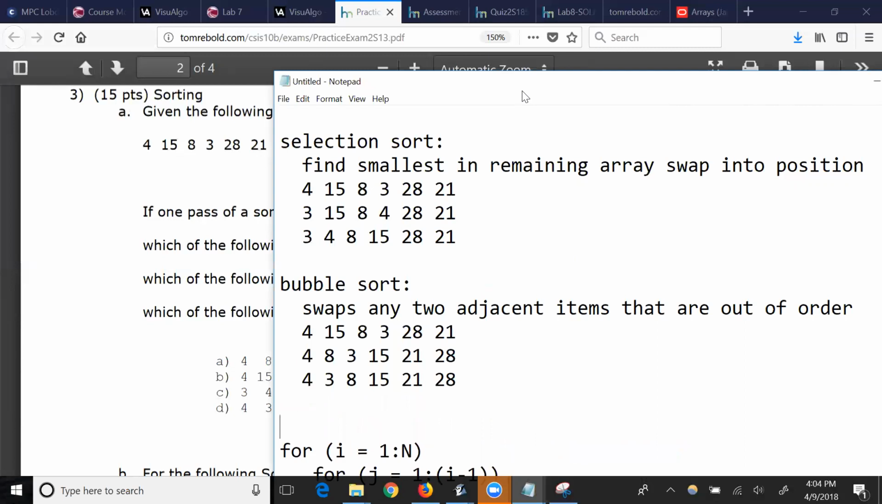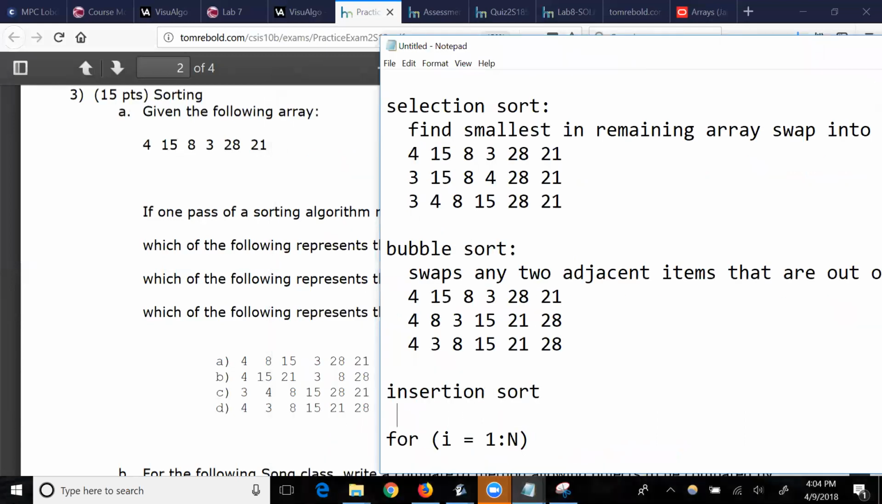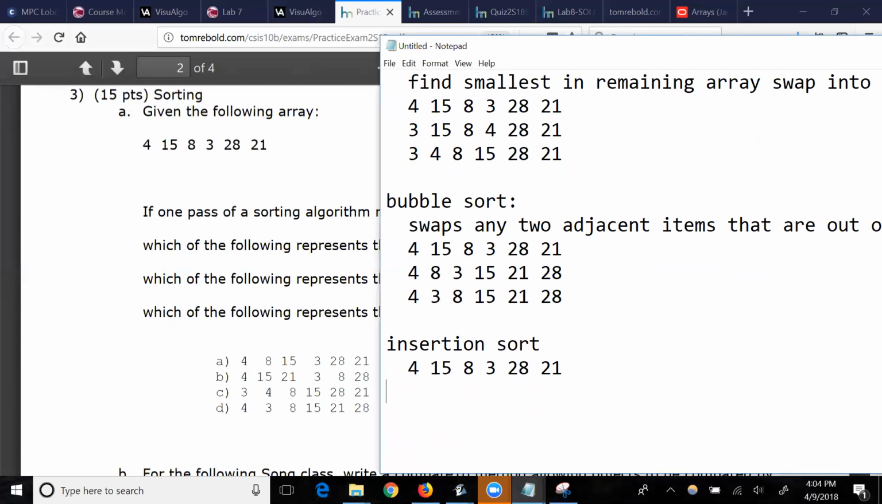Insertion sort is, well, insertion sort starts with the second item, and it tries to insert the second item into a list that begins with the first item. And when it's finished, it doesn't really have to do anything with our original data set here, because the 15 is going to get inserted right after the 4. In the second pass, it's going to take the 8 and try to insert it in this list that begins with 4 and 15, and it's going to have to put it in the middle.